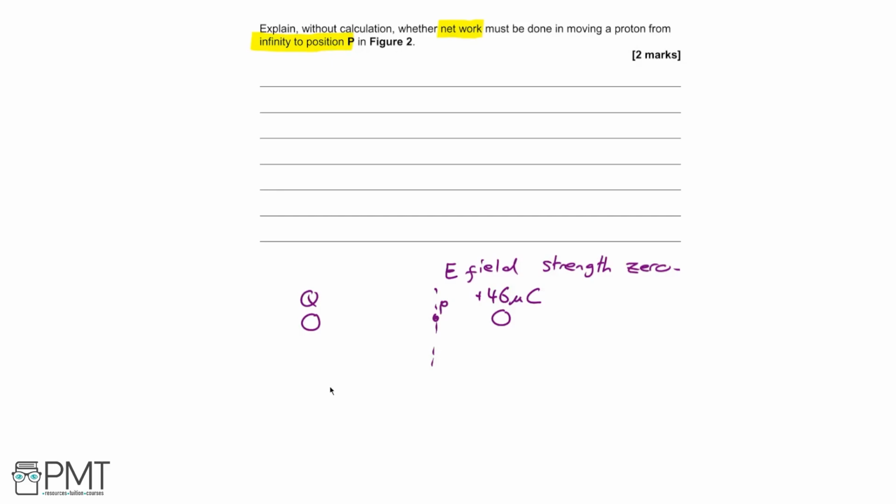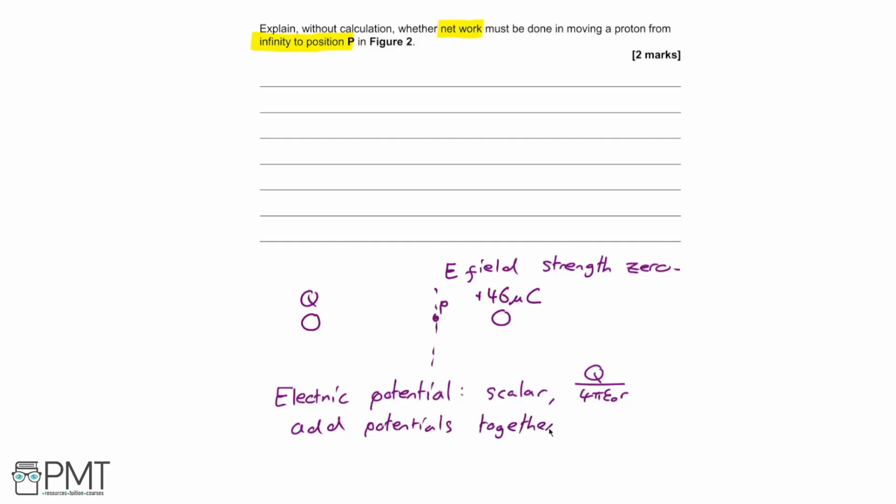However, just because the electric field strength is 0, it doesn't mean that the electric potential is also 0. The electric potential is not a vector quantity, it's a scalar. So given that the equation for the electric potential of a charge Q is Q over 4 pi epsilon naught r, and it's a scalar, and both charges have the same sign, when I add their potentials together, this will give a number which is greater than 0.